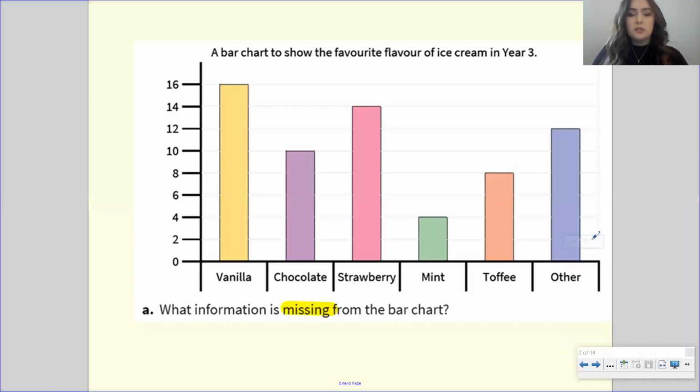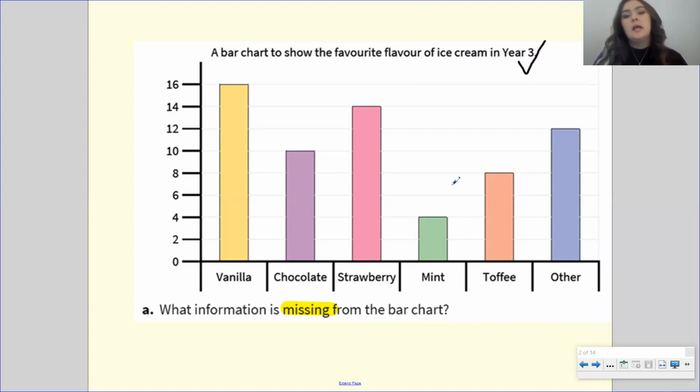So what you needed to do here was think about what a bar chart needs, then find the thing that it could have been missing. So let's have a look. This is the bar chart. And the first thing we'll look for is a title. So a title tells us what the bar chart is showing. Does this bar chart have a title? Great work, it does. So it's a bar chart to show the favorite flavor of ice cream in year 3. So you can tick that off because it's got a title.